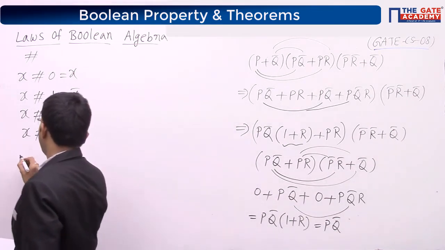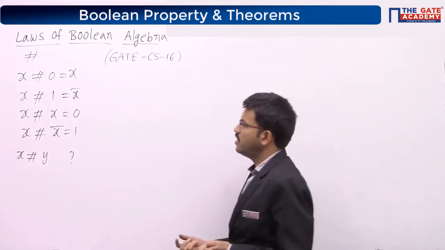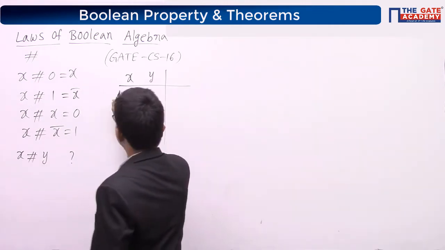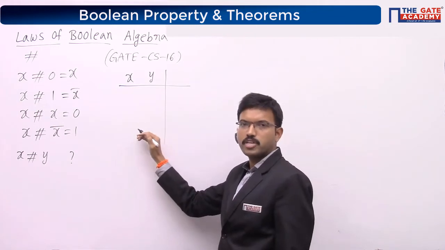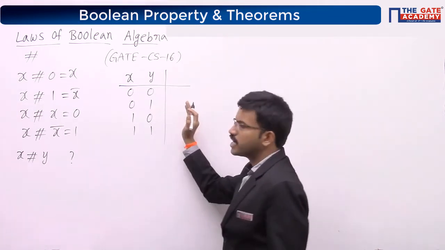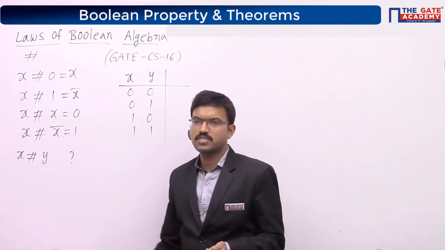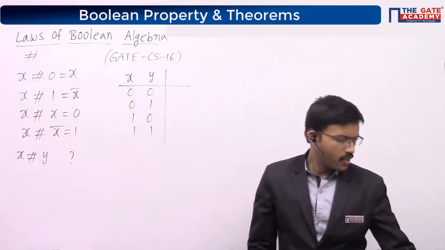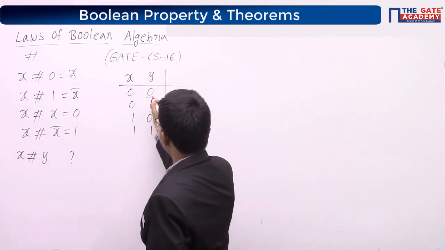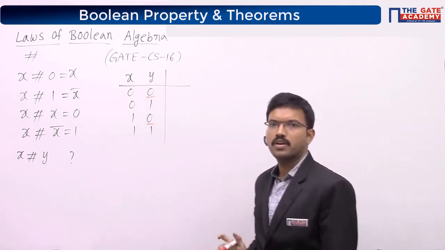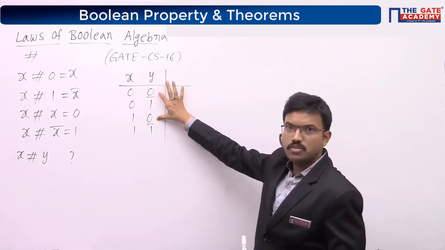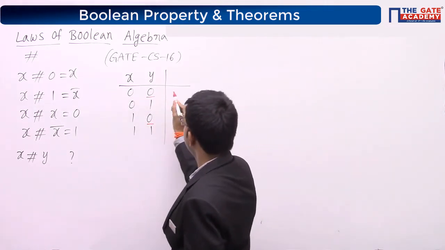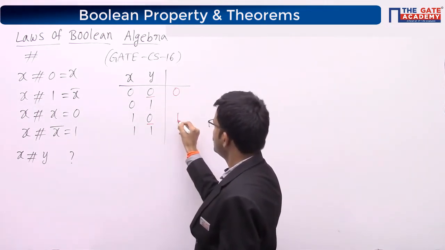Then x hash y is equivalent to. See here, let us consider 2 variables. One is x, another one is y. Since we are having 2 variables, we will be having 4 combinations of zeros and ones. Now let us write the corresponding output based on the given 4 statements. First statement: first operand is x, second operand is 0, right? That means here second operand is 0, 2 combinations we are having. If the second operand is 0, what is the output? X. Whatever the x value we are having, that will come as the output. Here x value is 0, that will come as the output. Here x value is 1, that will come as the output.